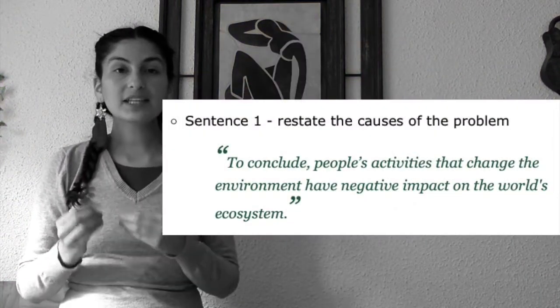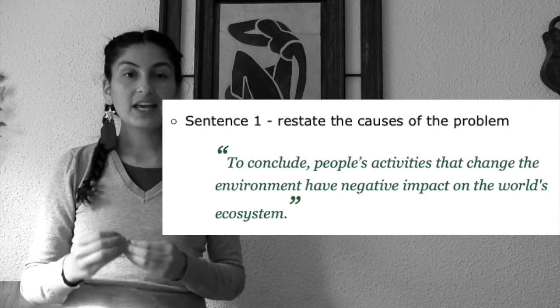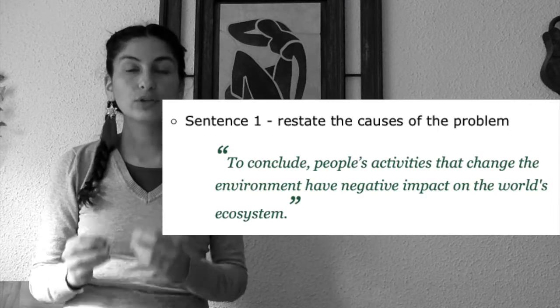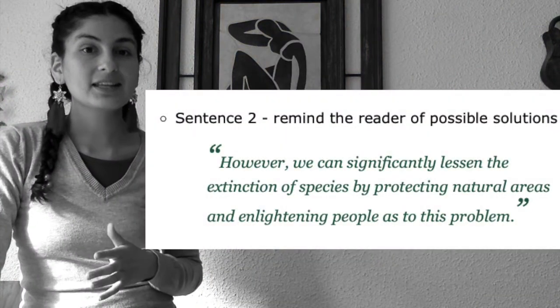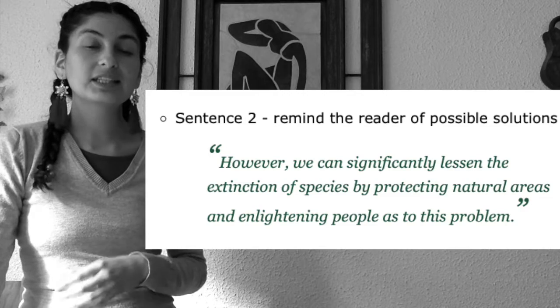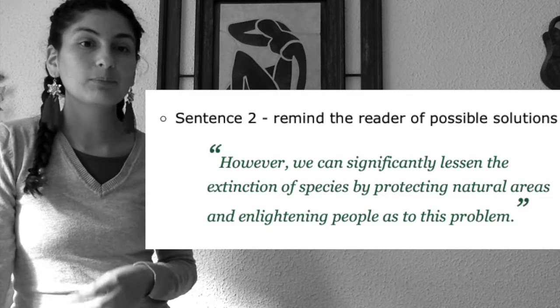In the sentence number 1, you can restate the causes of the problem. To conclude, people's activities that change the environment have negative impact on the world's ecosystem. In the sentence number 2, you should remind the reader of possible solutions. However, we can significantly lessen the extinction of species by protecting natural areas and enlightening people as to this problem. Can you see the connectors we use here? To conclude, to summarize the idea, and however, to make a contrast.